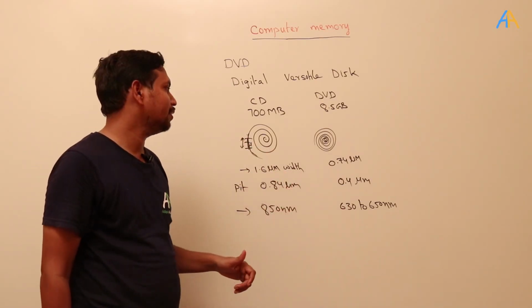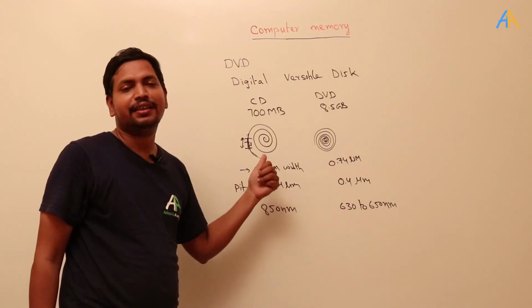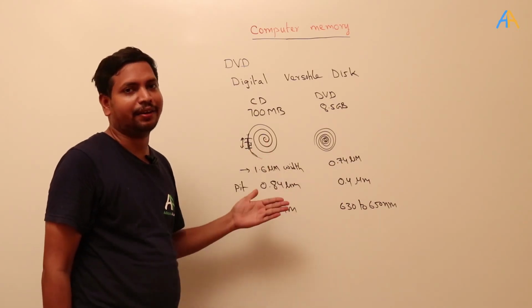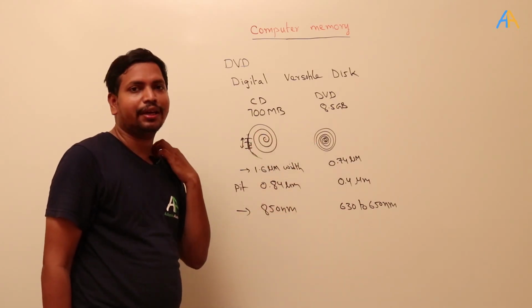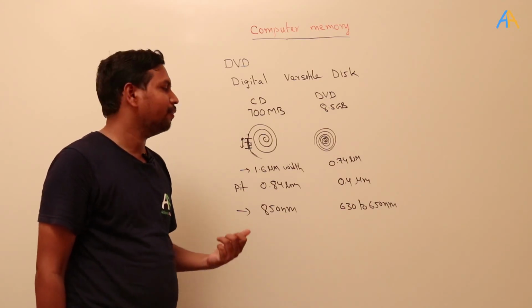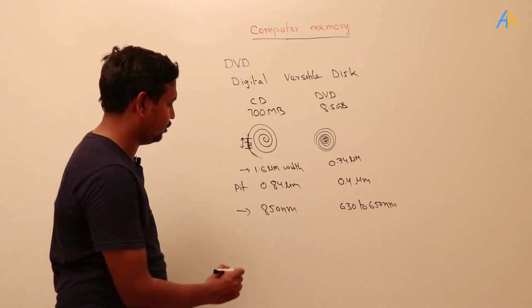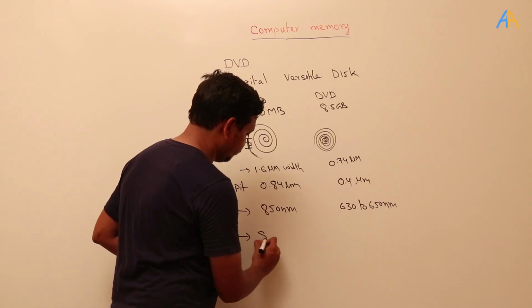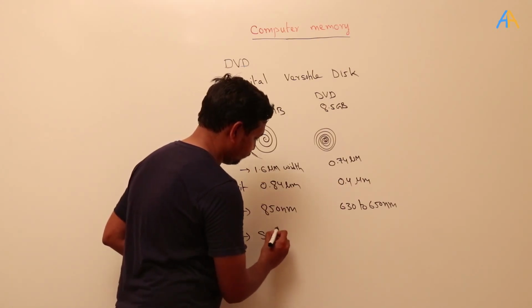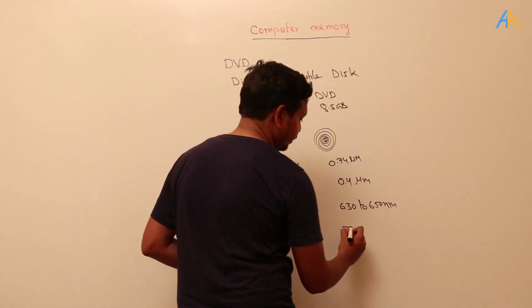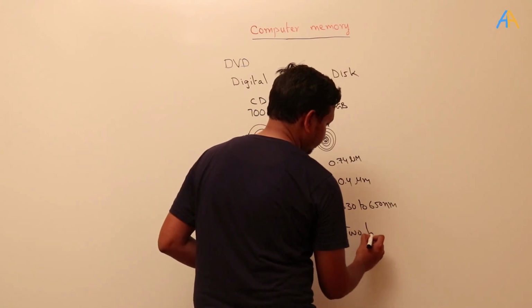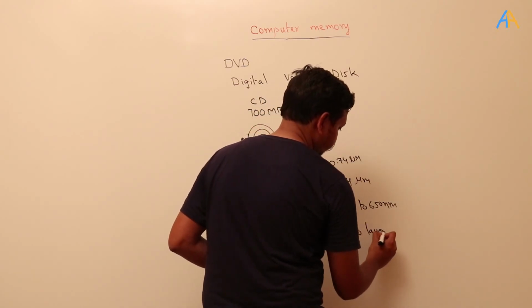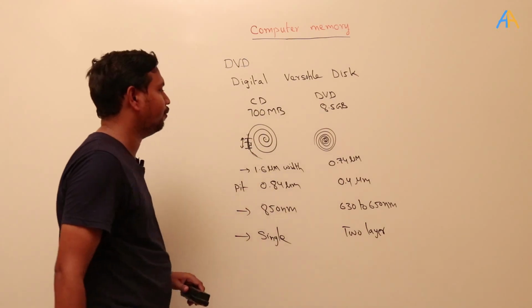One more way is that in a CD there is only a single layer of data. Here in a DVD there are two layers of data storage. We'll see that, two layers. How does it work?